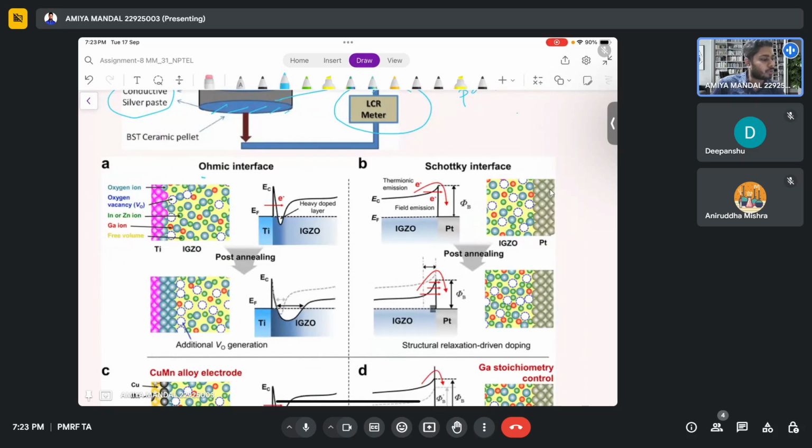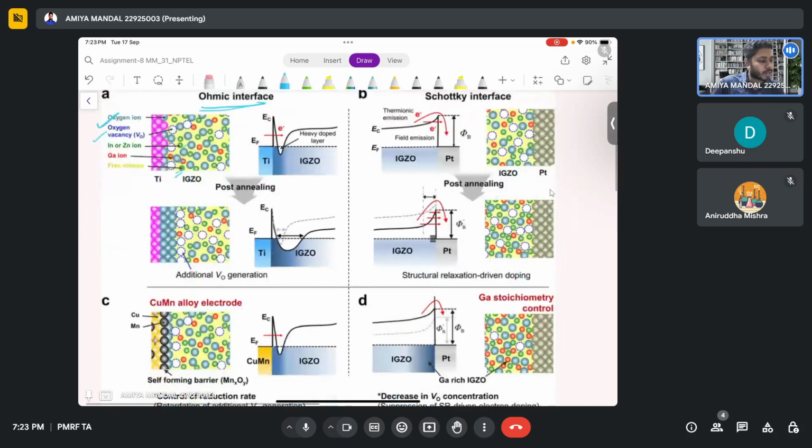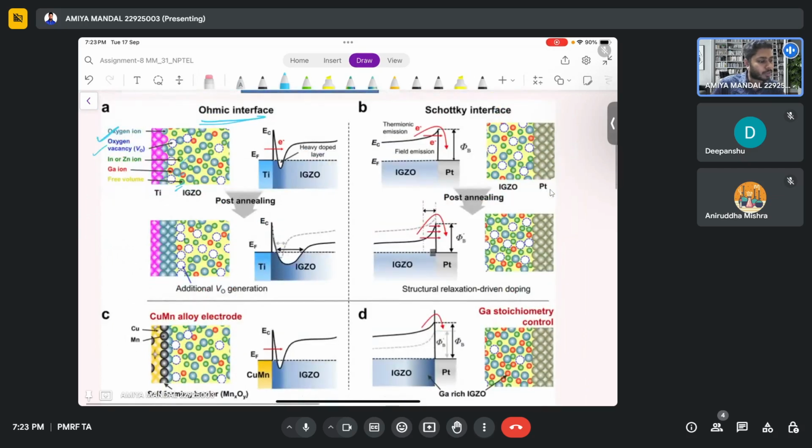You can see that for the ohmic interface, there is an oxygen ion contribution, a vacancy, and you can see this zinc ion and gallium ion, and there is a free volume also. After post annealing, you can see the oxygen ions have been separated in this layer, and oxygen vacancies are also shifted to these positions. That's why the free energy positions and their curve have also changed.